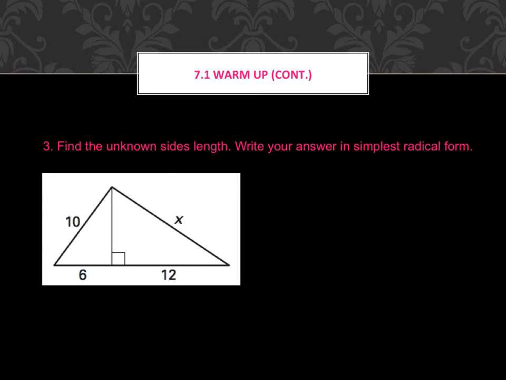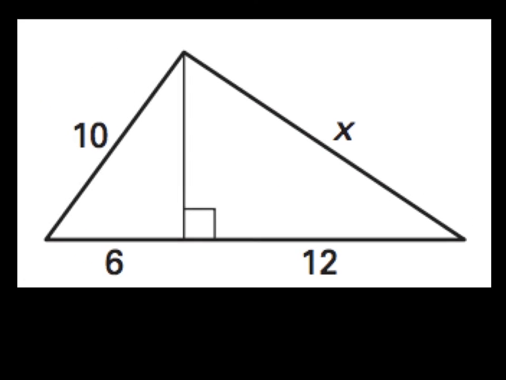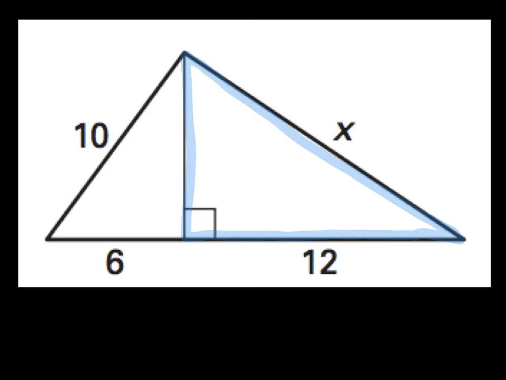All right, number 3, find the unknown side lengths and write your answer in simplest radical form. So I've got 2 right triangles happening, okay? The big one on the right is not a right triangle, but I do have a right triangle here, and I have a right triangle here. I have to use one to get to the other. So what can you do first?